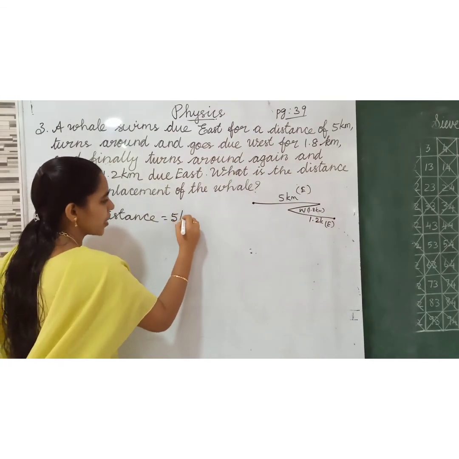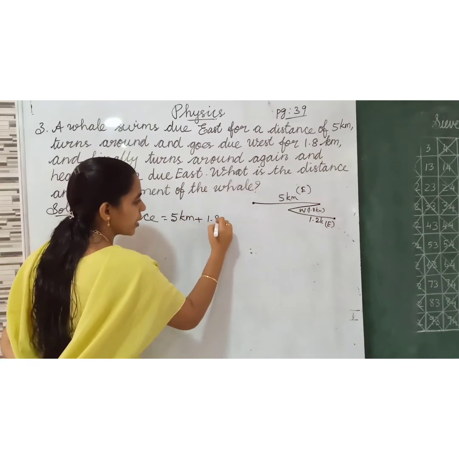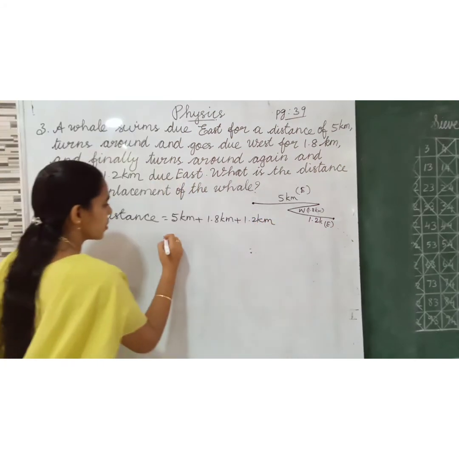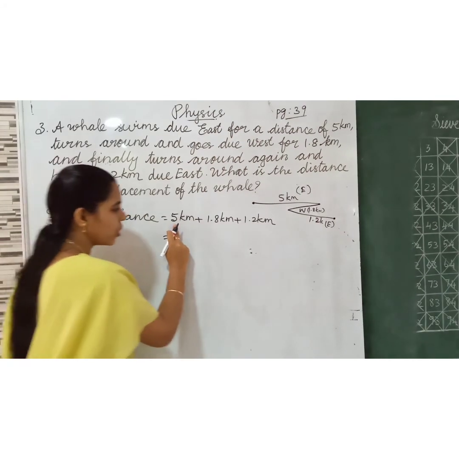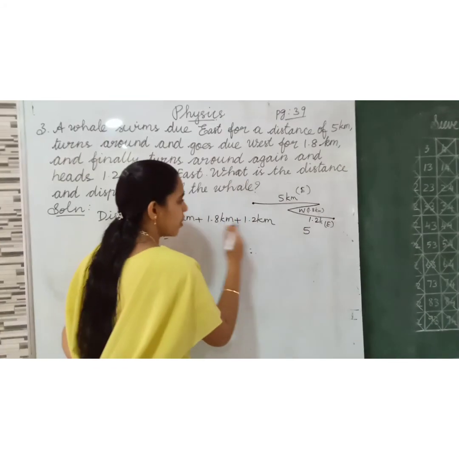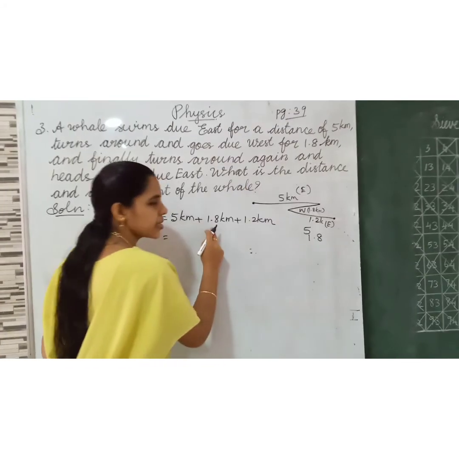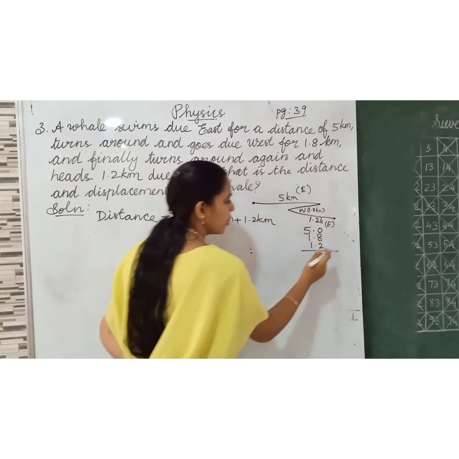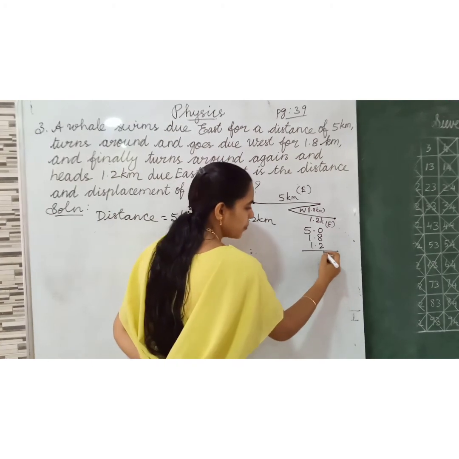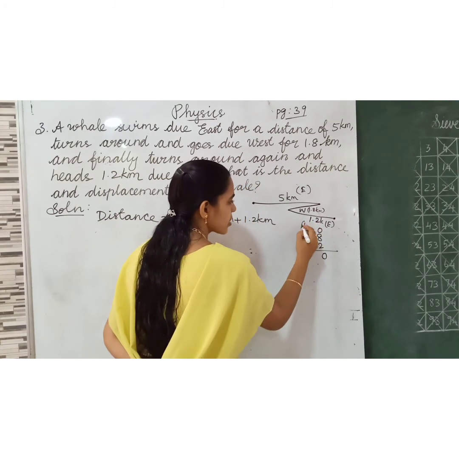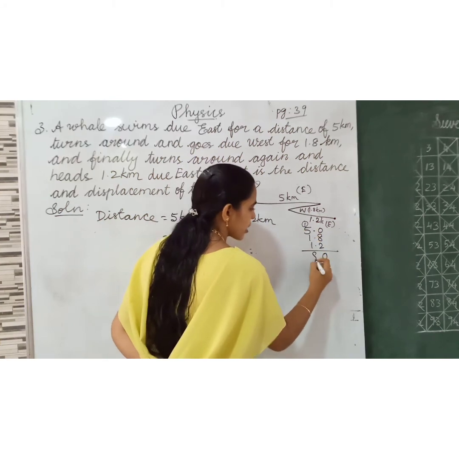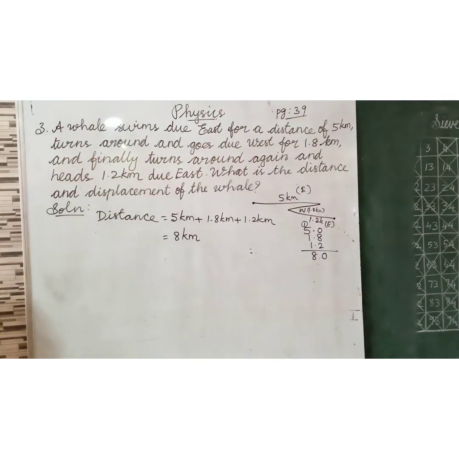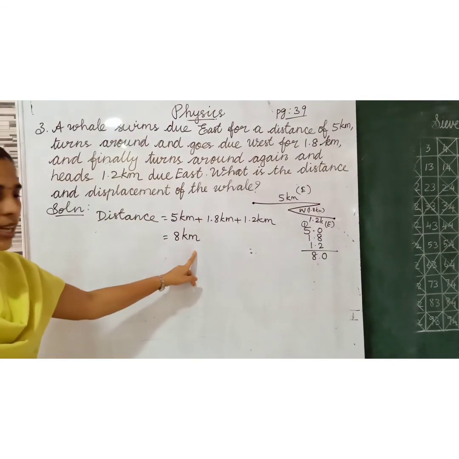So 5 kilometers plus 1.8 kilometers plus 1.2 kilometers. So we have to add these numbers. This is the whole number 5, and 1.8 and 1.2 are decimal numbers. We have to add them. 8 plus 2 is 10, 1 balance. So 6, 7, 8. 8.0. So 8 kilometers. The distance covered by the whale is equal to 8 kilometers.